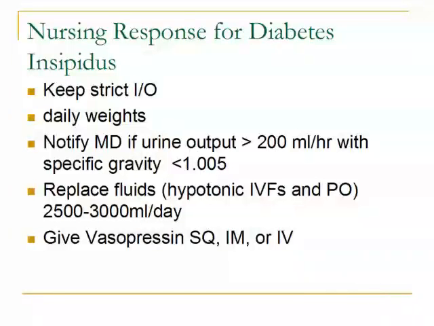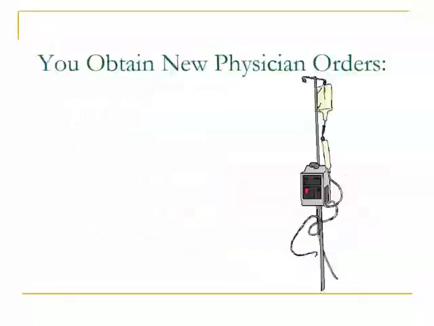So antidiuretic hormone could be given in the form of vasopressin, which we can give sub-Q, IM, or IV. It also does come in a nasal format, but for our particular patient case scenario, since she has nasal packing in place, this would not be appropriate for her. So we go ahead and notify the physician of what's going on with that urine output.